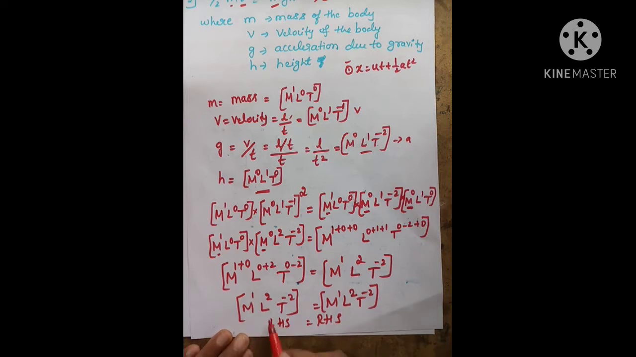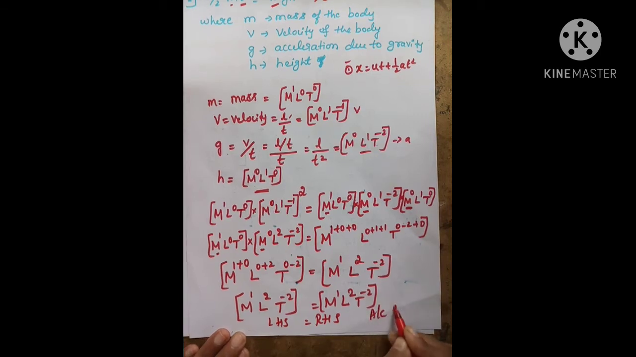Okay, m1 L2 T to the power of minus 2. Here also m1 L2 T to the power of minus 2. Then according to the principle of homogeneity, this equation is dimensionally correct.